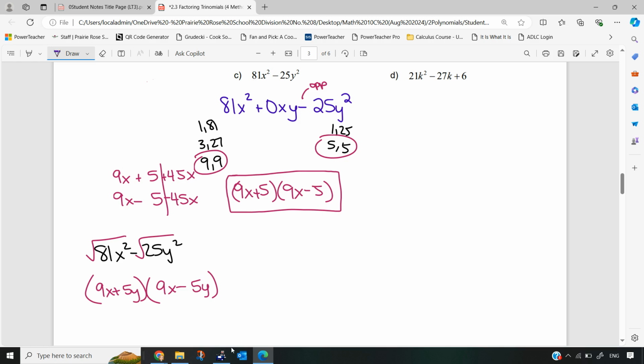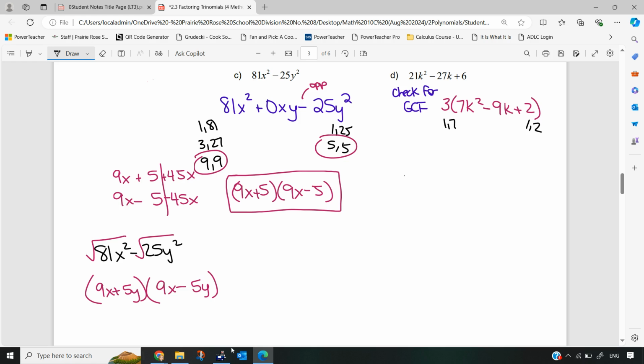B, we have 21k squared minus 27k plus 6. Once again, we want to check for a GCF. In this case, our GCF is 3, so we divide out a 3, and that leaves me with 7k squared minus 9k plus 2. 3 is going to follow us down, but we're just focusing on the piece inside the brackets. So by listing our factor pairs, for 7 we have 1 and 7, and for 2 we have 1 and 2.